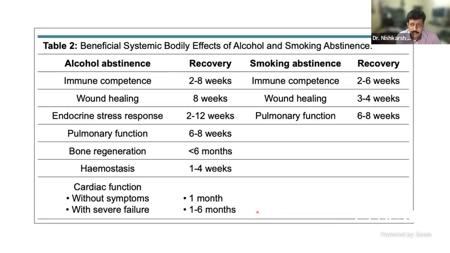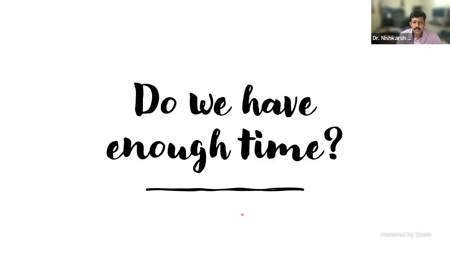So alcohol abstinence and smoking abstinence, we can see, best will be up to 6 to 8 weeks. We can have maximum effect, but even 2 to 4 weeks of abstinence from alcohol and smoking may improve wound healing, immune competence, and overall endocrine stress response and hemostasis. So whatever time we stop is good. So it is a good idea to counsel the patient and stop them in the pre-op period.